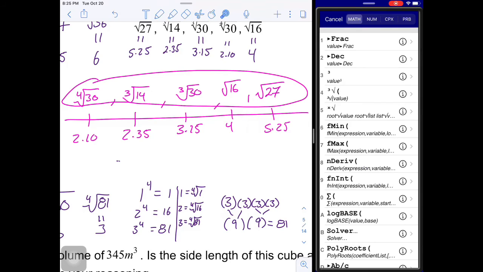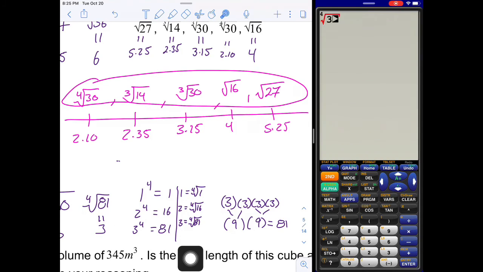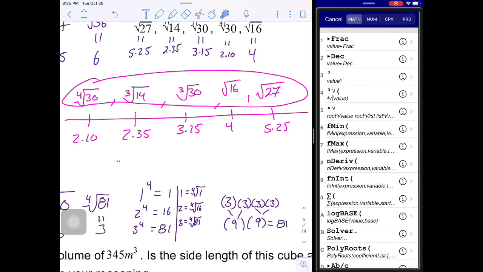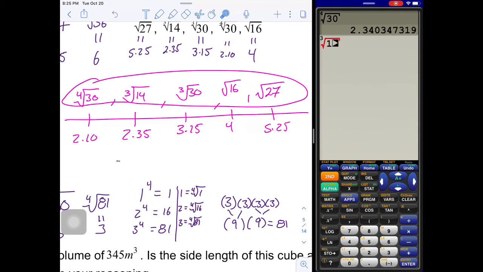So math 4, and then we're gonna press this guy here. And we're gonna 4th root 30. So that gives us 2.34. So I didn't estimate that super well. So let's see how close I was here. So math 3, math cube root 14. Okay, so I was still pretty close. I was still in proper order. I obviously didn't get it super close.